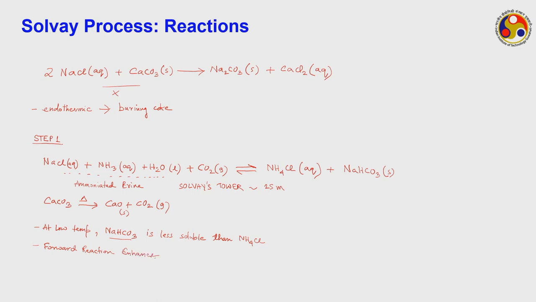Because of these two reasons, this becomes a step 1 process. Next step, what happens? You heat up this sodium bicarbonate, NaHCO3, in the solid phase, to get the desired product Na2CO3 as solid, plus CO2 as gas, and also water as gas, because it is heated, so steam will be generated.